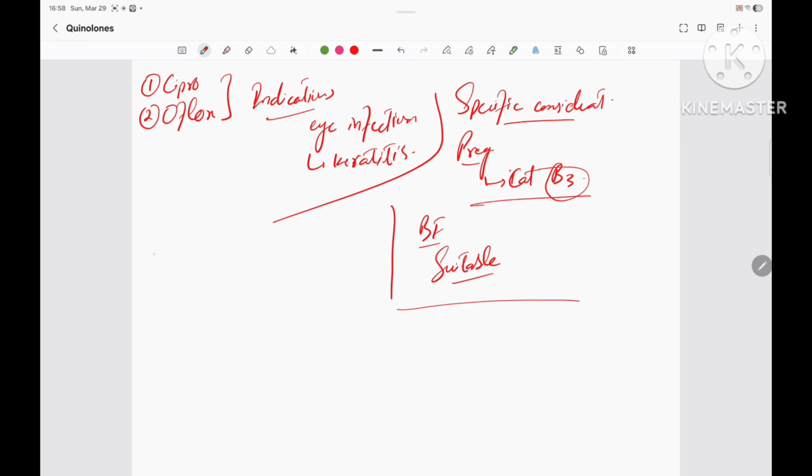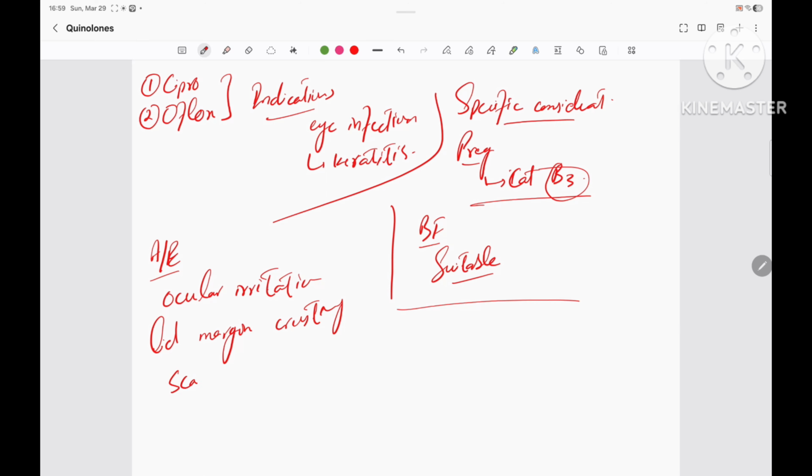And if we talk about a couple of adverse effects, then it includes local ocular irritation and lid margin crusting, scaling, and unpleasant taste. Unpleasant taste. That looks a little odd because we are taking eye drops, not any oral formulation. Well, you should know that after instilling eye drops into the eye, a little amount of ciprofloxacin or any eye drop will go into your mouth as well.